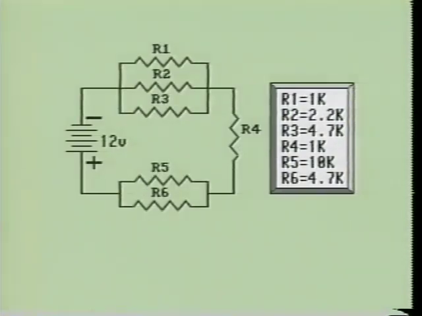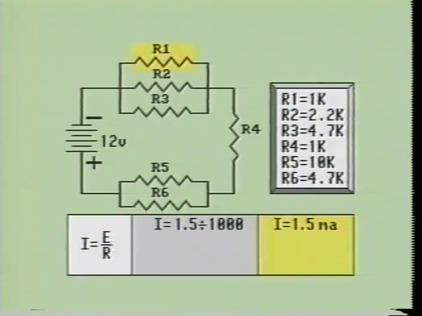Next, we will determine the current flow through the various resistors. We will start with resistor R1. When we divide the voltage drop on R1 by the resistance of R1, it shows that R1 has 1.5 milliamps of current flowing through it. When we divide the voltage drop across R2 by the resistance of R2, we see that R2 has 0.6818 milliamps of current flowing through it.